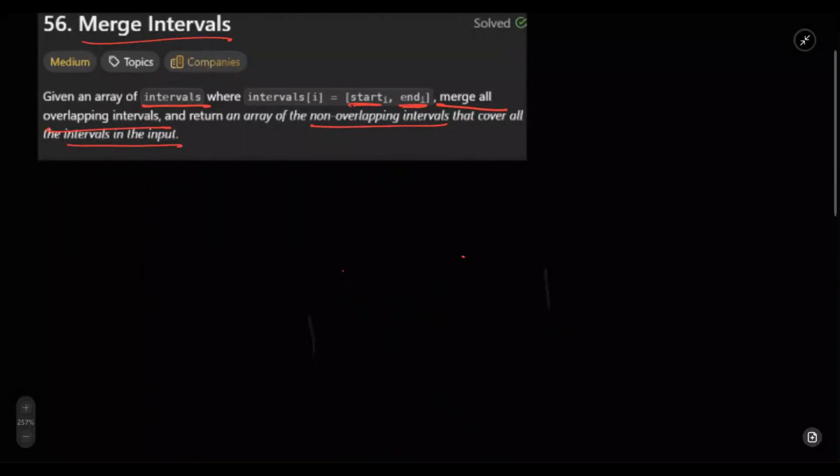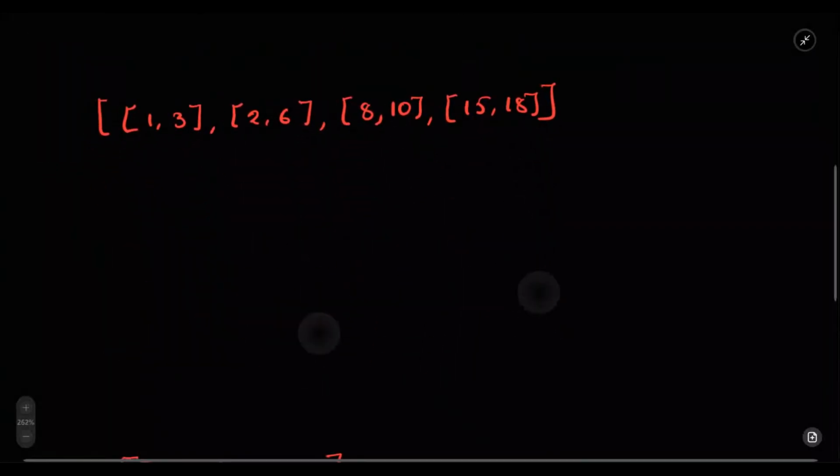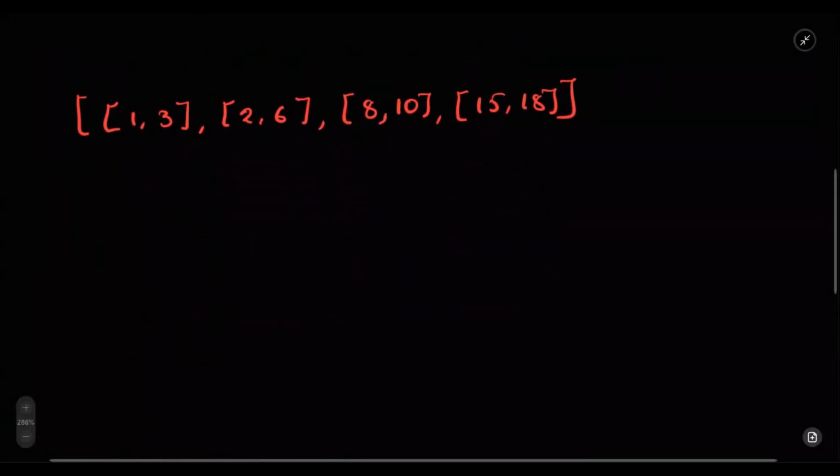If we look at the example, in this example we are given a list of lists, and every start element refers to the start of the interval, and every end element refers to the end of the interval, and we have to return the non-overlapping intervals, which means we have to merge. And let's draw this example in line form.